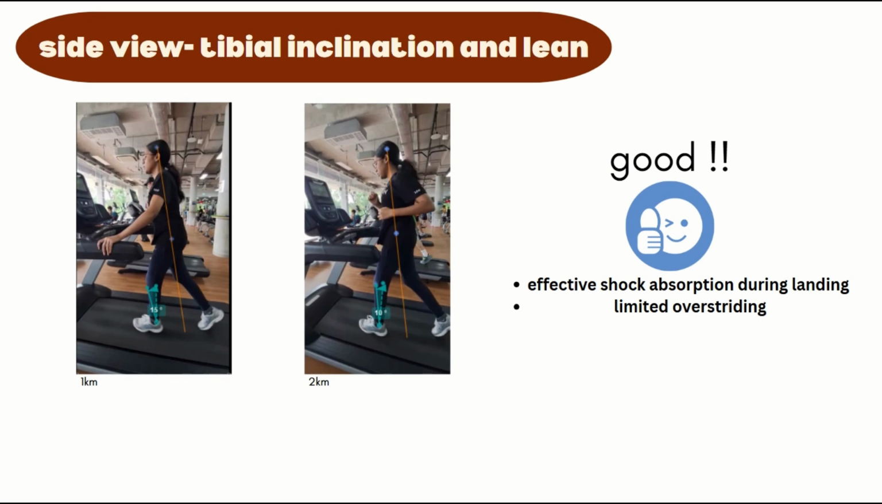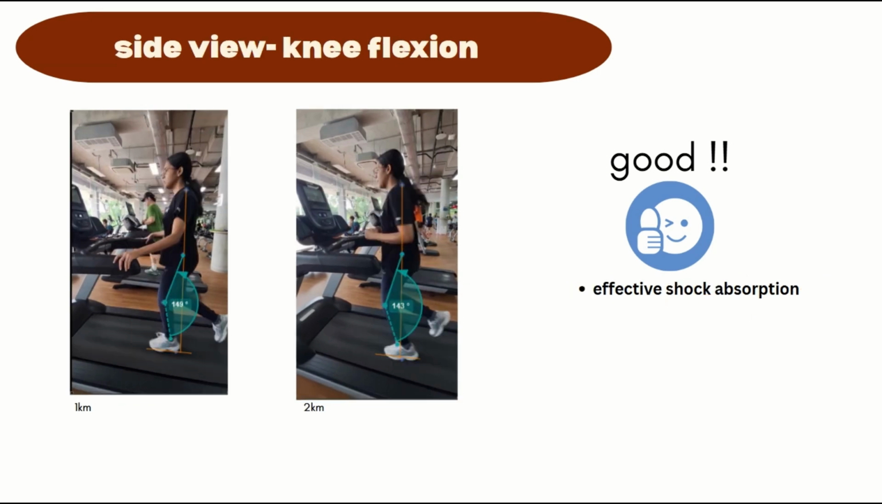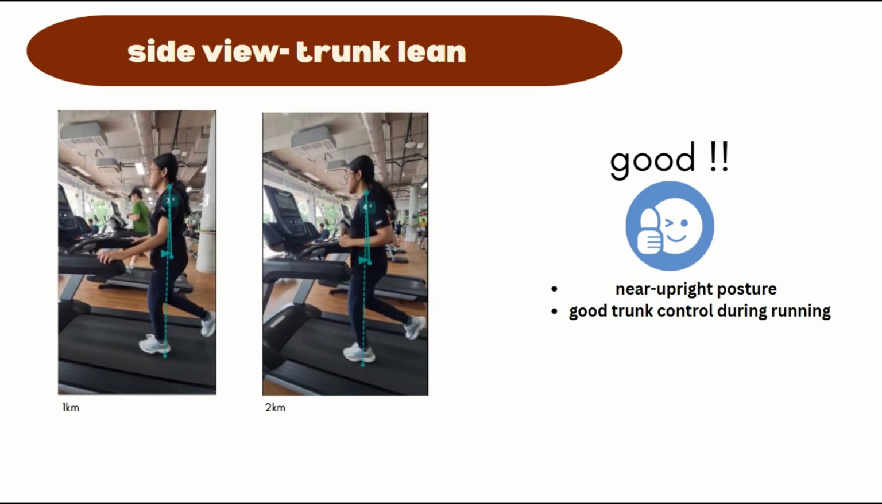The trunk lean angle indicates a near upright posture and good trunk control during running for both the 1 km and 2 km distances. The landing limb for both distances run by Rithi demonstrates a knee flexion angle that indicates effective shock absorption during landing. The trunk lean for both distances indicates a near upright posture and good trunk control during running.